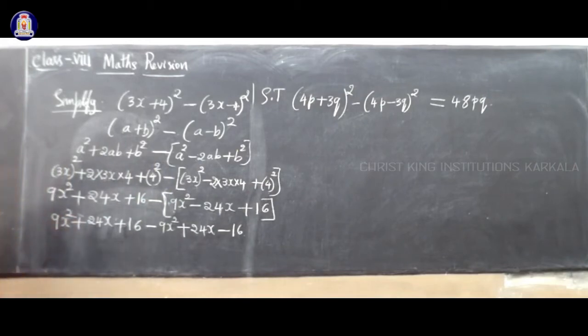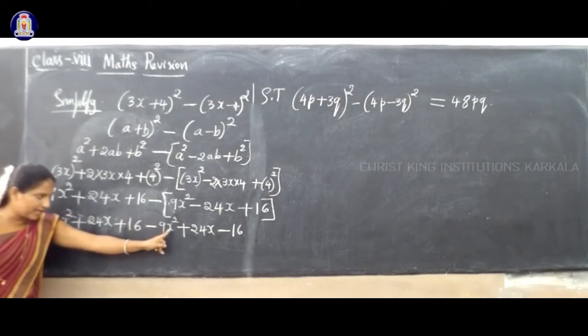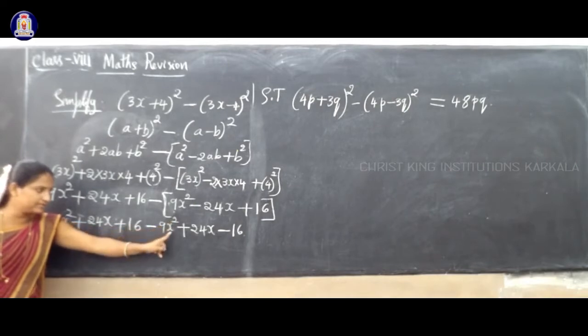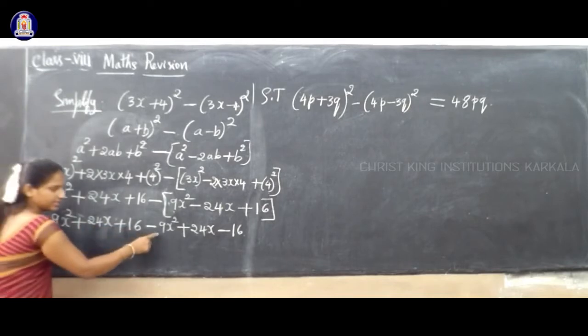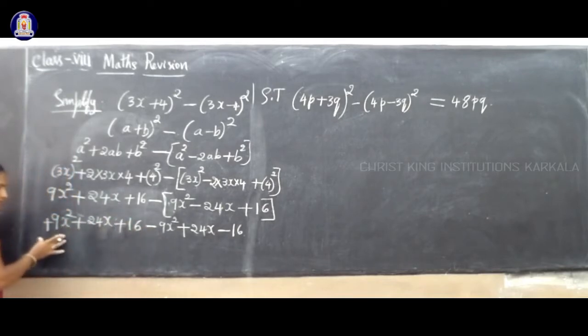So now we have removed the bracket and now you can simplify. See 9x square, and what we have to do? We have to write like terms together. Like terms means the variable and power should be the same. So 9x square, and here also we can see 9x square. Power is the same, even the variable is the same, so we can add or subtract the terms. Here the sign is plus, this sign is minus. If you want, you can write the terms together, or directly simplify.